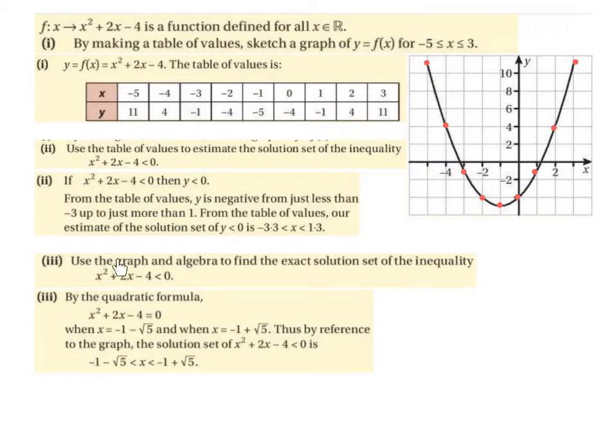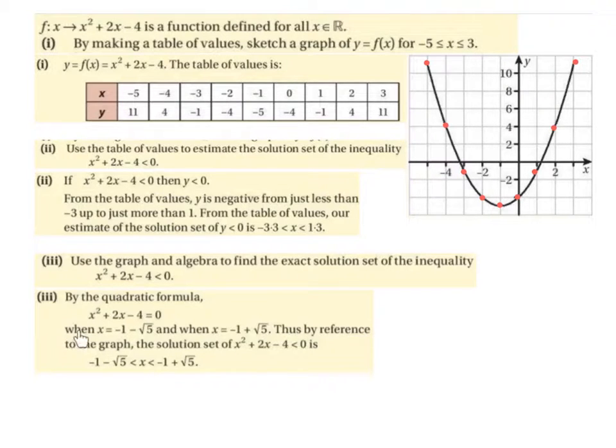Part 3. Use the graph and algebra to find the exact solution set of the inequality x squared plus 2x minus 4 is less than 0. So by using the quadratic formula, x squared plus 2x minus 4 is equal to 0 when x is equal to minus 1 minus root 5 and when x is equal to minus 1 plus root 5. So the quadratic formula is also known as the minus b formula.